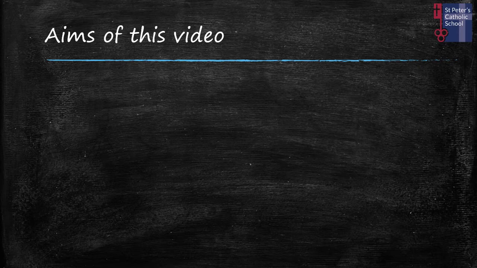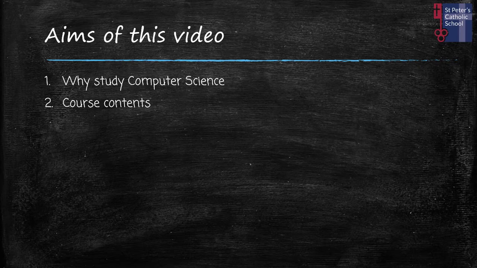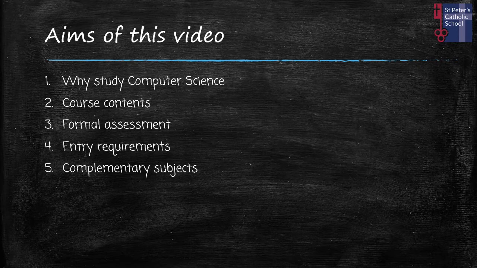In this video I'm going to cover the following. 1. Why you should study computer science. 2. What you will study during the course. 3. How you will be formally assessed. 4. What grades you need to be eligible to study computer science. 5. What other subjects students study alongside computer science. And 6. What our students have done after their A-Level studies.